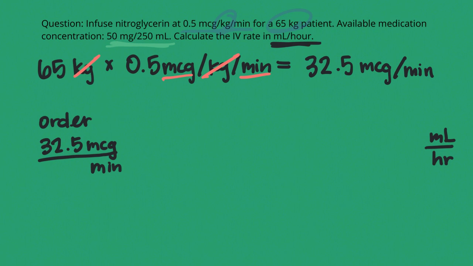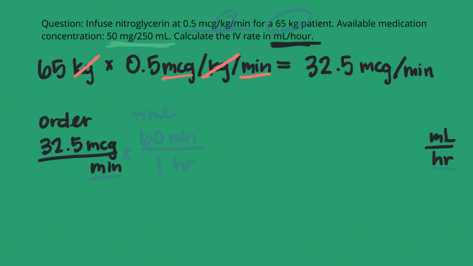So first things first, hopefully by now you know the steps. You need to check: do you need a time conversion? Well, we've got minutes here and we've got hours over here. So yes, we need a time conversion. And we know we can multiply by our typical conversion where we have 60 minutes, and that is equal to 1 hour.